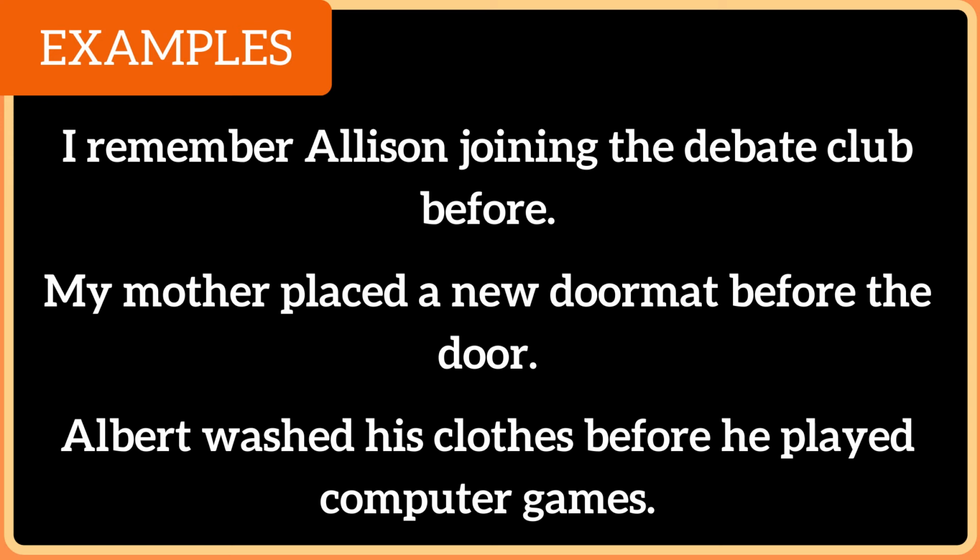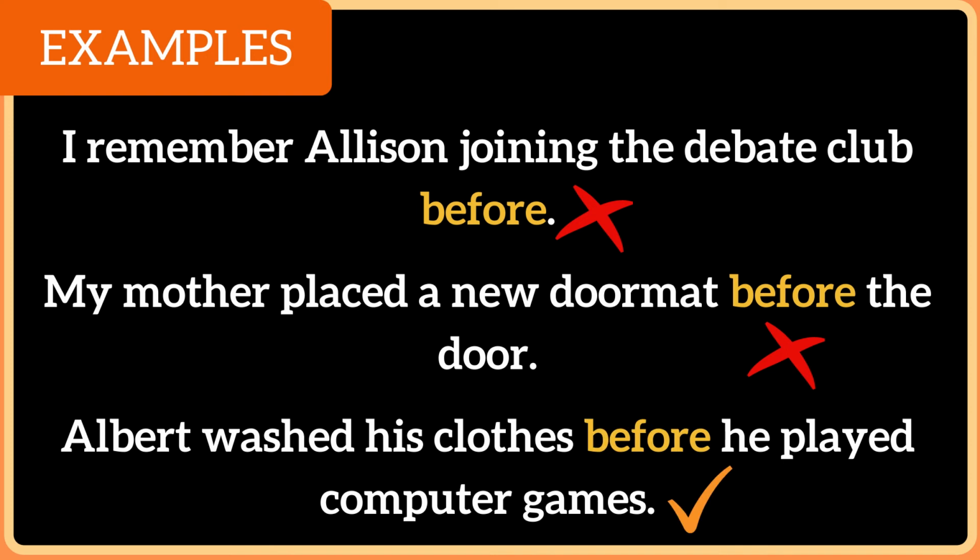The first sentence is not a complex sentence, as it uses the word before as an adverb of time, not a subordinating conjunction. The second sentence is not a complex sentence too, as it uses the word before as a preposition, not a subordinating conjunction. It has the object door. The third sentence is an example of a complex sentence, as the word before is used to head the dependent clause before he played computer games and connects it with the independent clause Albert washed his clothes.